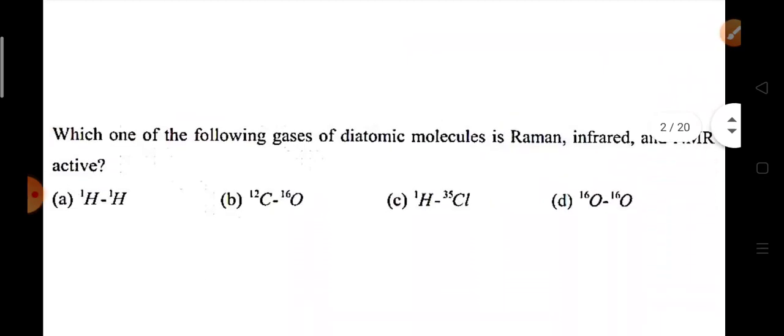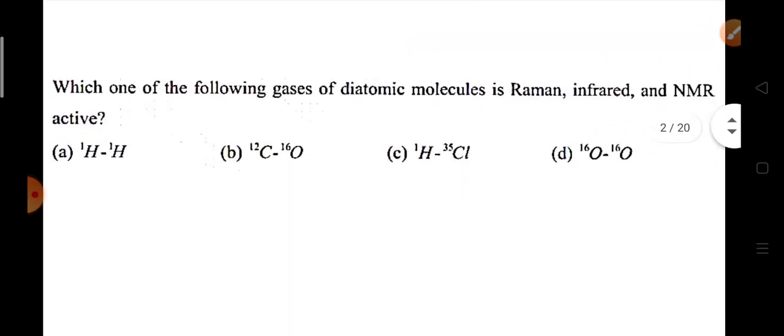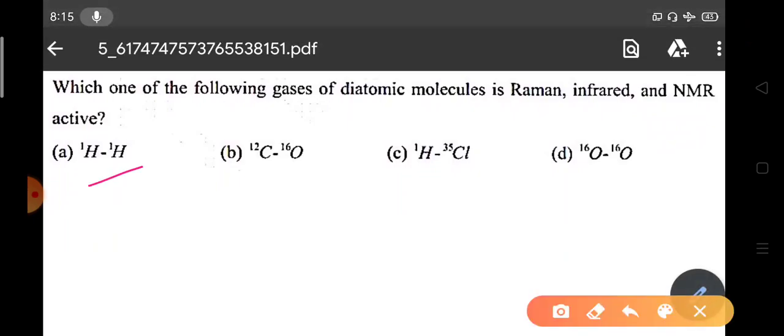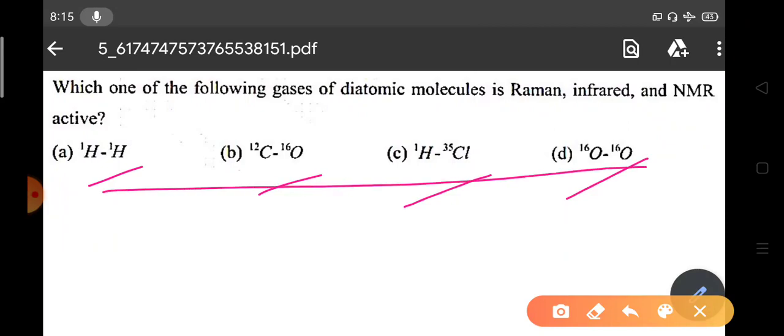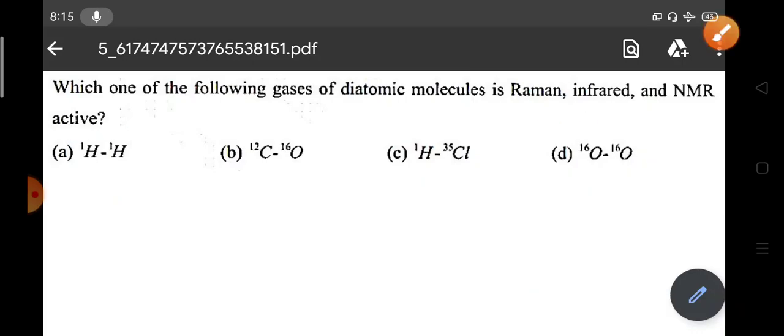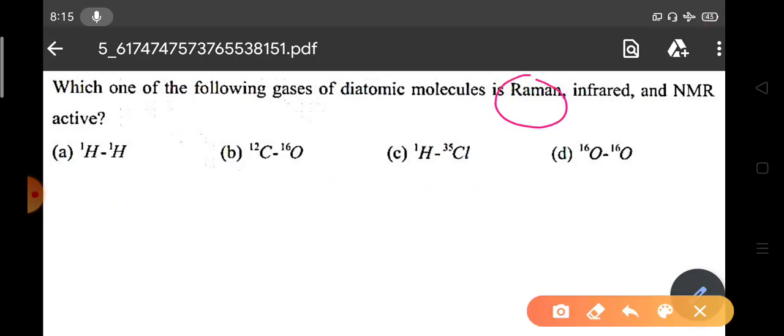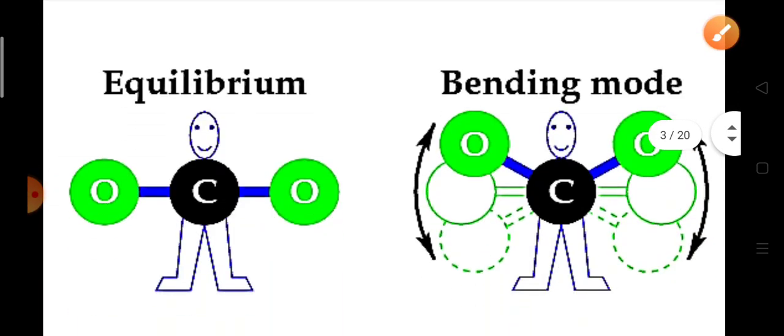So the first question. Which one of the following gases of diatomic molecules is Raman, infrared and NMR active? The options are hydrogen, carbon monoxide, HCl and O2. So we have to find out which of these diatomic molecules is Raman, infrared and NMR active. So we have to know the criteria for a molecule to be Raman active, the criteria for the molecule to be infrared active, and what is NMR active. So let's get to the details.